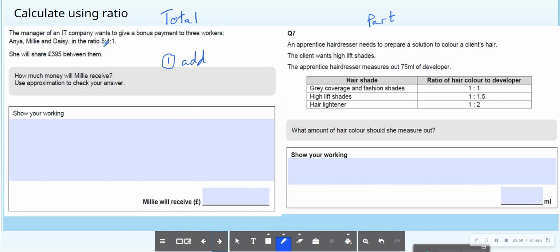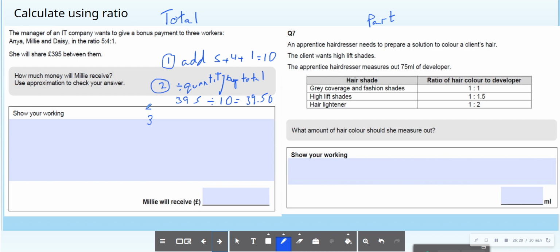Then we add the ratio. So the first thing we do is add our ratios together. So 5 plus 4 plus 1, which is 10. Step 2 is we divide the quantity by the total of the ratios. So the quantity is 395, and the total of the ratios is 10. So 395 divided by 10, which is 39.5 or £39.50.